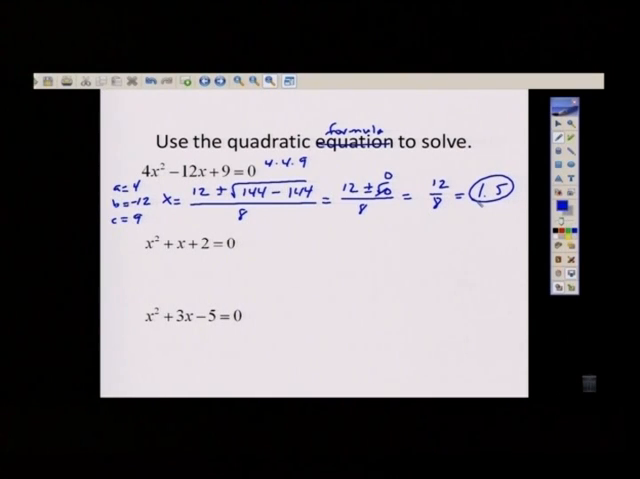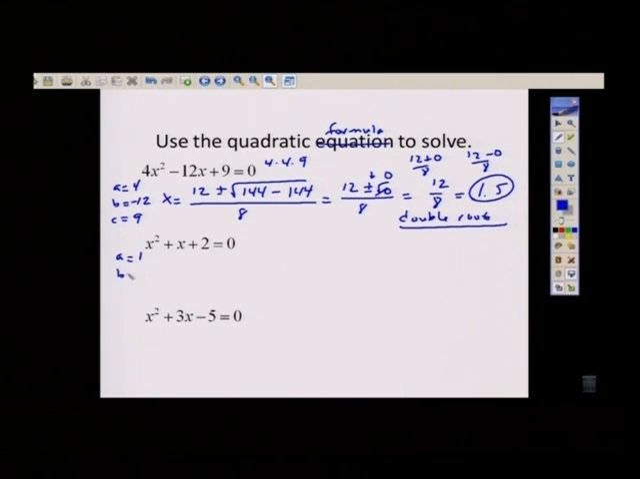Now with this solution, we only got one answer. Usually when we use the quadratic formula, we get 2 answers because we're adding and subtracting the square root of a number. But this time, since the square root was 0, we only got one real solution. And this solution is called a double root. One reason is that if we take 12 plus 0 over 8 and 12 minus 0 over 8, we get the same solution twice. So it is called a double root when you only get one solution.